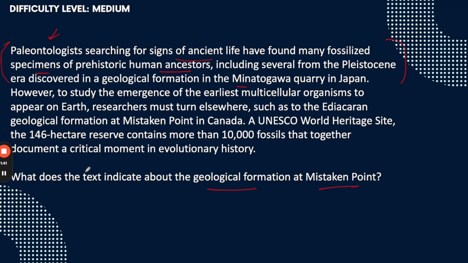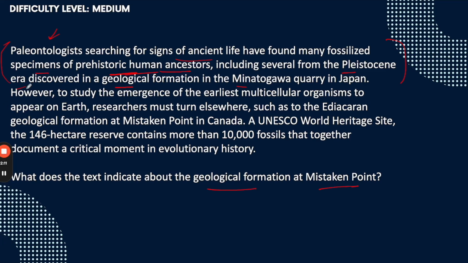But what do I understand from this sentence overall? So paleontologists got many fossilized specimens of this particular era in this particular place. Great. Let's read ahead. That's not the location for sure, but let's read ahead. However, to study the emergence of the earliest multicellular organisms to appear on Earth, researchers must turn elsewhere.